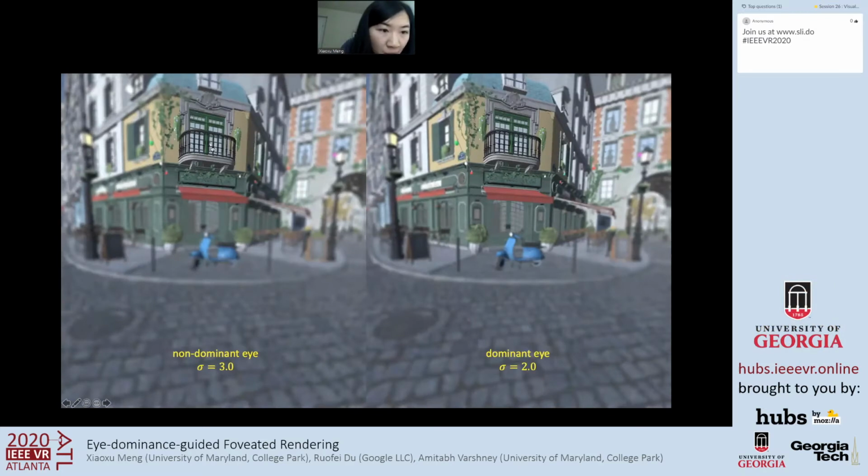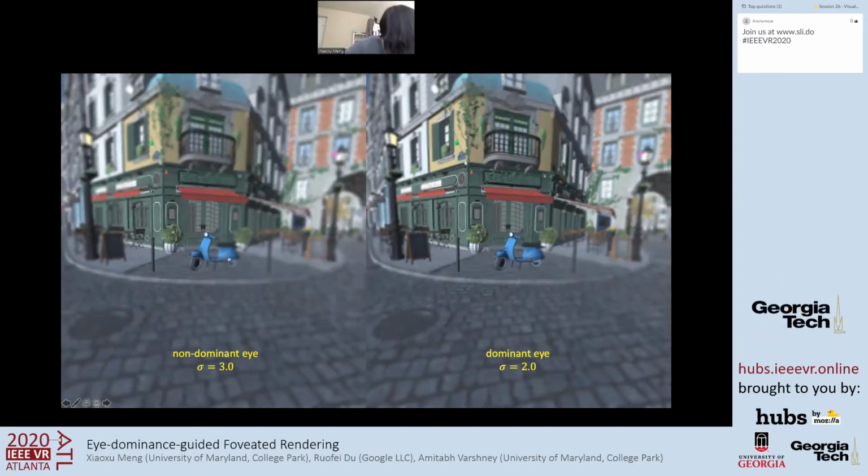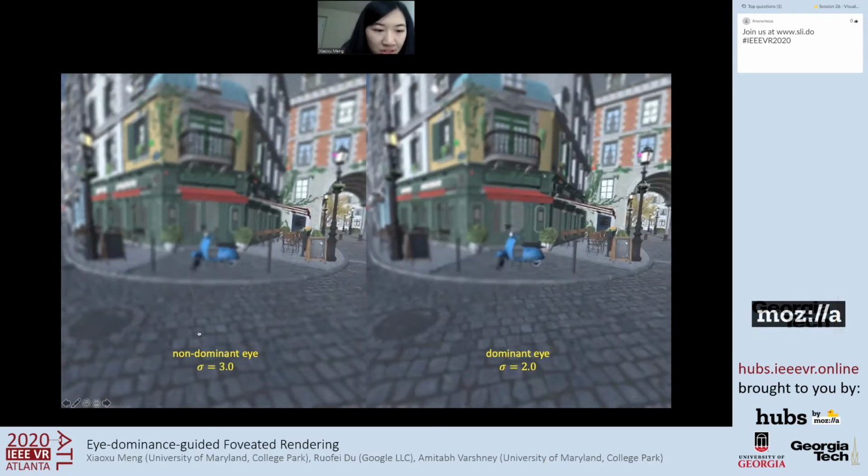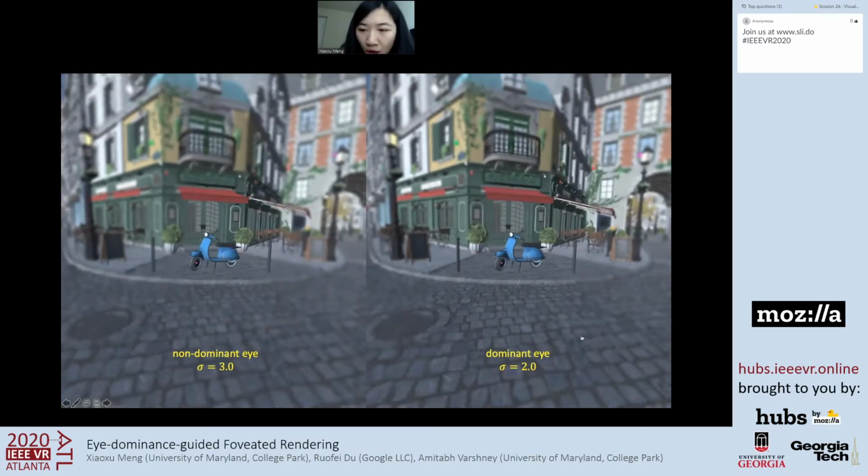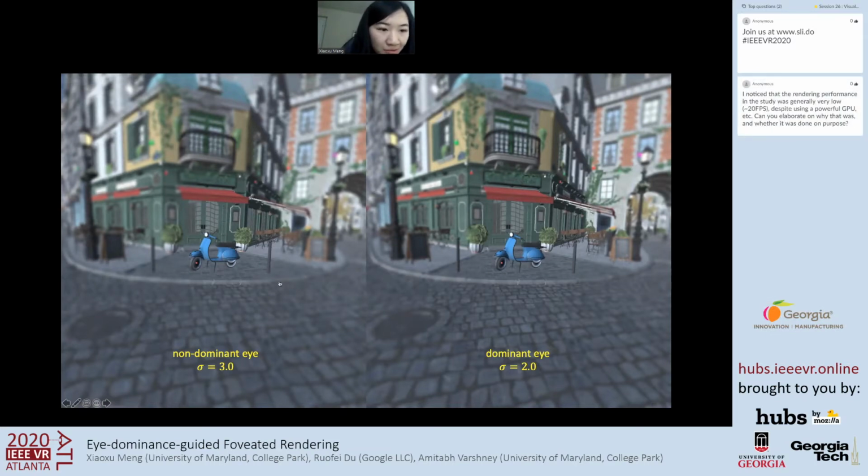So here is our gaze point, so you can see it moving. The left one is the non-dominant eye rendered with foveation parameter 3.0, and the right one is the dominant eye rendered with foveation parameter of 2.0. So the foveation level is greater for the non-dominant eye.